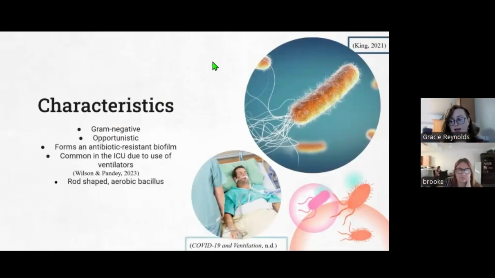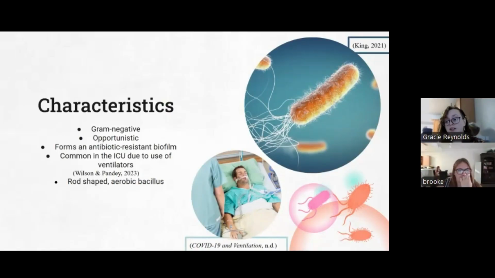Pseudomonas aeruginosa is a gram-negative bacterium. Gram-negative bacteria are responsible for serious infection. This is because they have a dual membrane that provides resistance to antibiotics, and it provides protection from the immune system of the host.